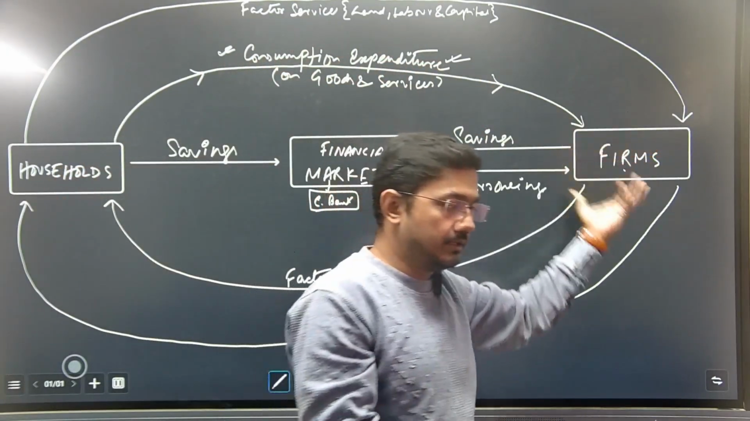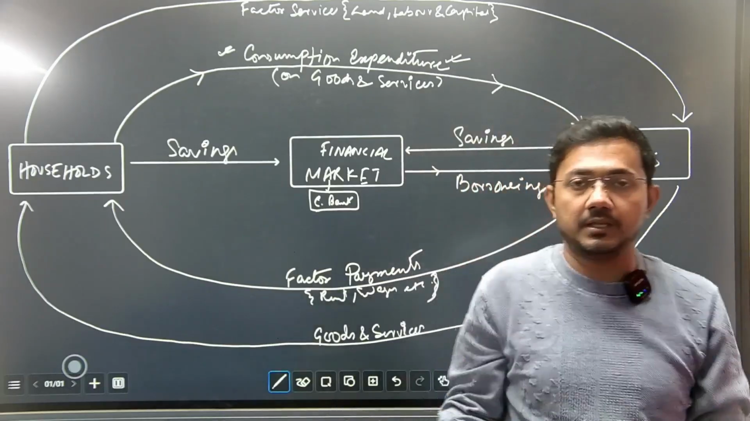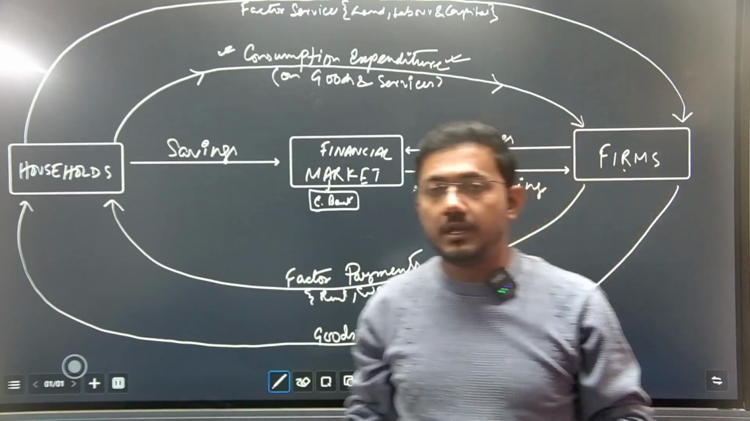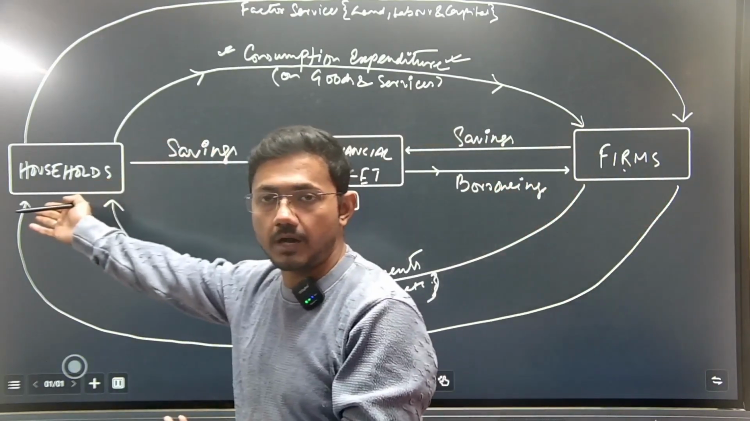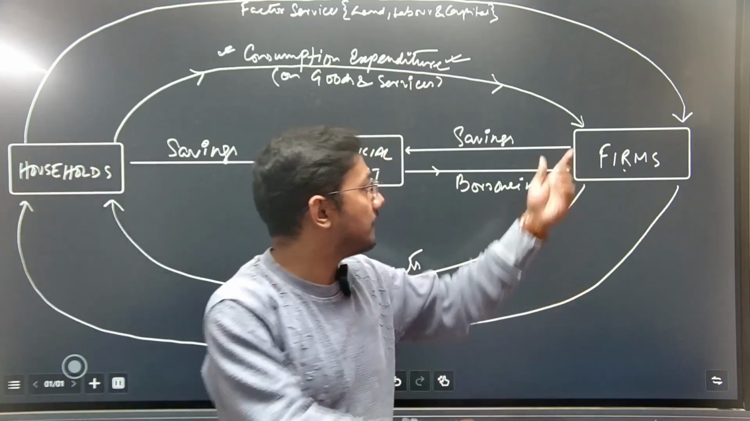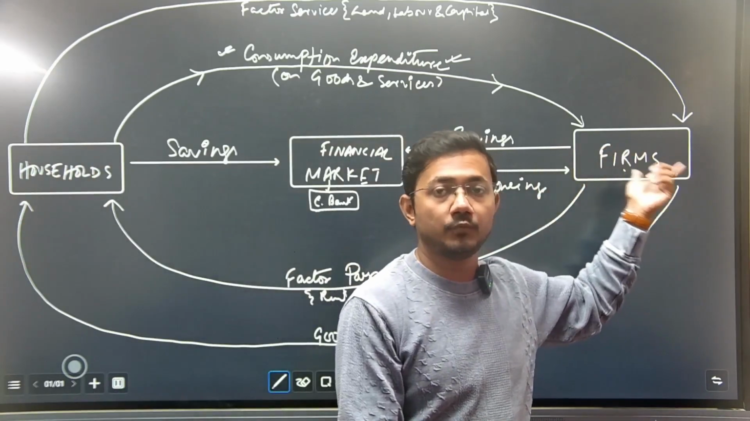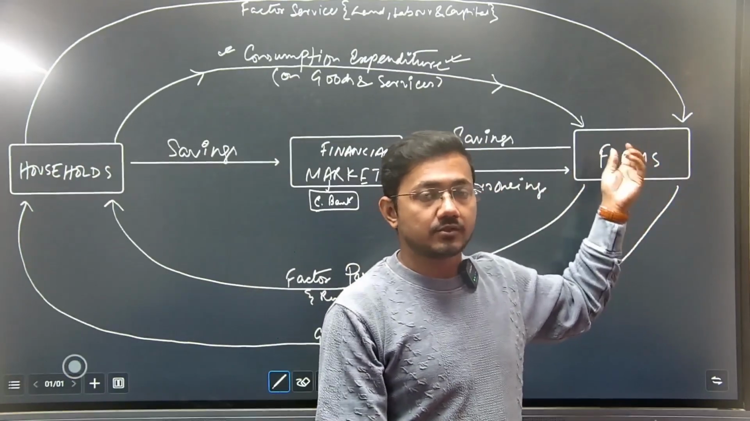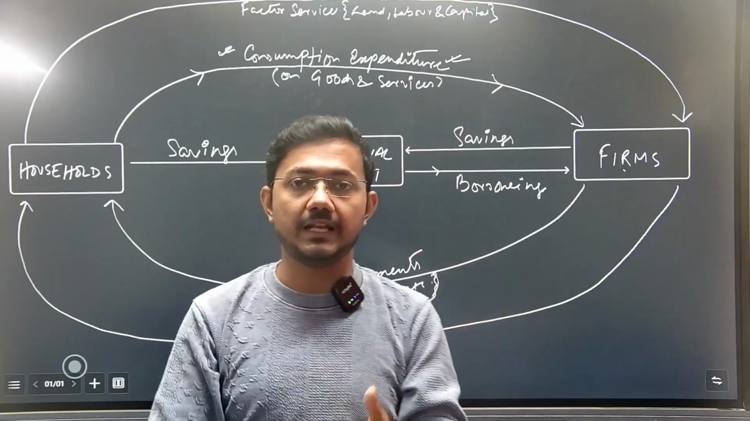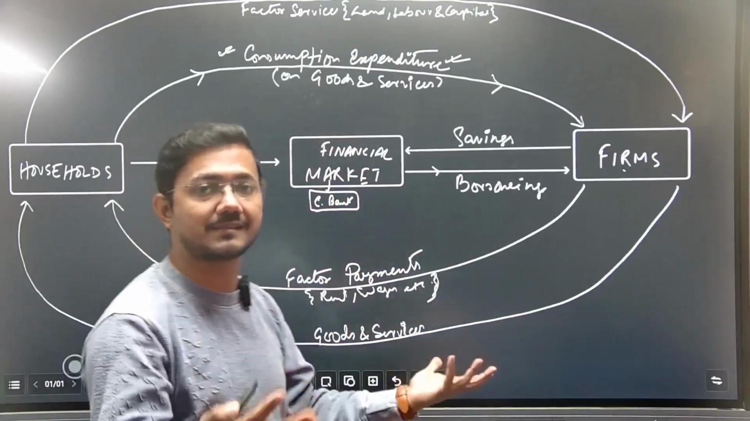In an industry, who are working? You and me are working. Yes or no? And we are the members of a household. We are working in a firm. When we work in a firm, we get our remuneration, in the form of wage, in the form of salary, or in the form of rent, etc.